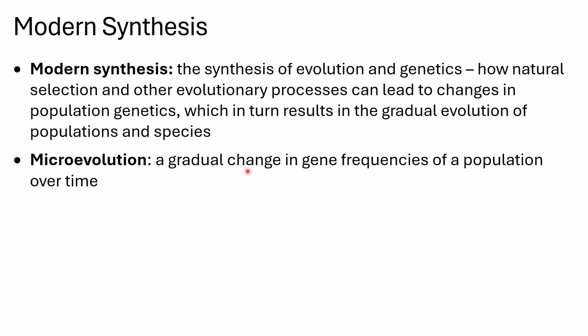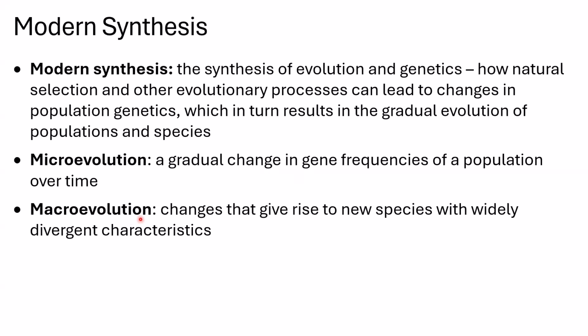Microevolution refers to evolution on a smaller scale, and how gene frequencies within a population of a species can gradually change over time. Macroevolution refers to evolution on a larger scale, and how over the course of generations, the gradual changes can give rise to new species with their own distinct characteristics.